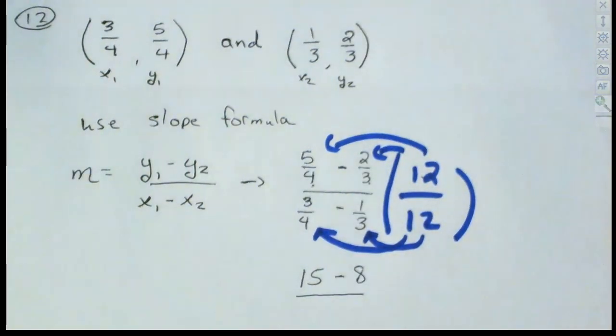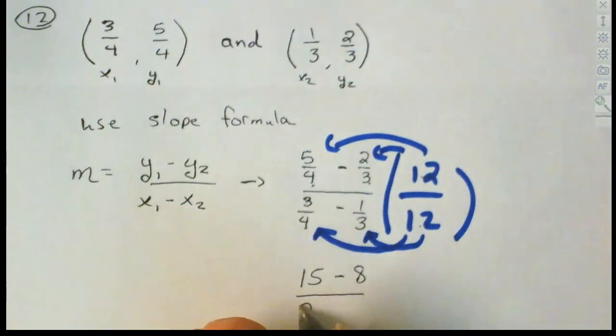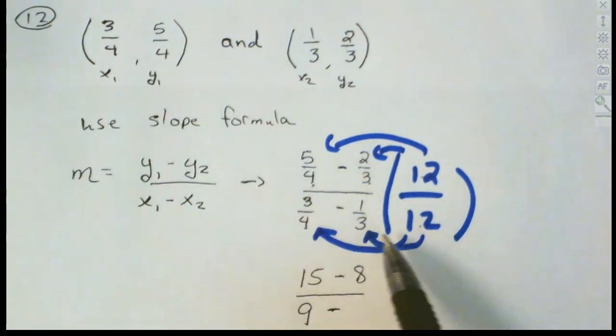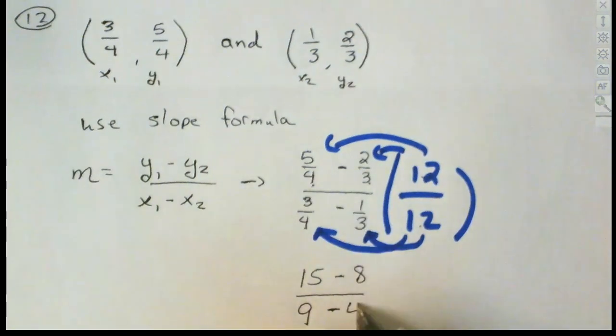Negative's already there. Down below, 12 divided by 4, that's a 3. 3 times 3 makes it 9. Negative comes down. 12 divided by 3, that's a 4. 4 times 1 stays at a 4. Now let's see what we've got. So now we've got 15 minus 8, which should be a 7.